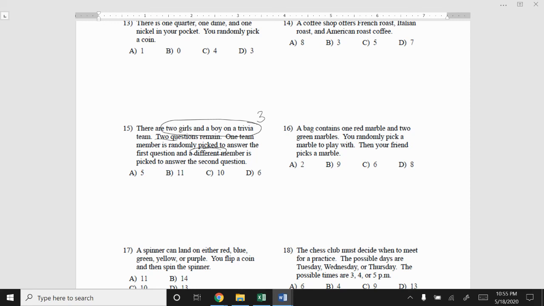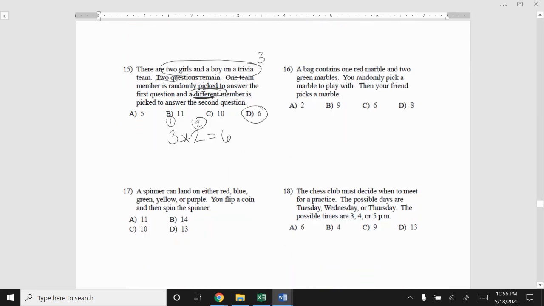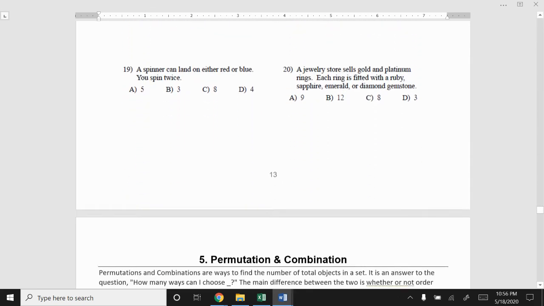So the first time you have 3 total people in the first event, the first time you answer a question. The second time, because you have to choose a different person, you can't choose the same person you chose the first time, so you only have 2 people to choose from. So you multiply those numbers together. 3 times 2 is 6, you have 6 different options. So you will use that same concept to answer the rest of those.